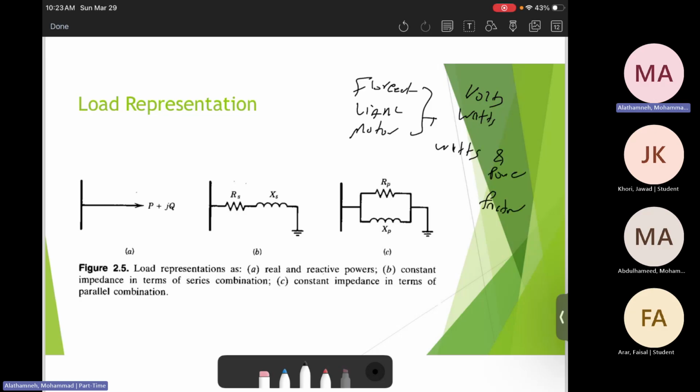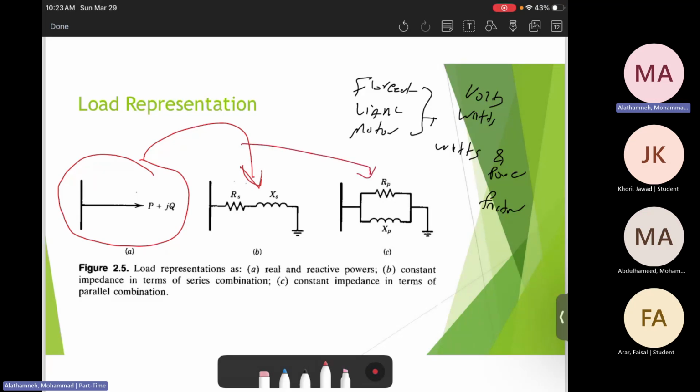Now our target is to convert the real power and reactive power to either impedance format, the series or the parallel format. All of them are the same load. But how about if we need to convert them to an impedance in series or an impedance in parallel?